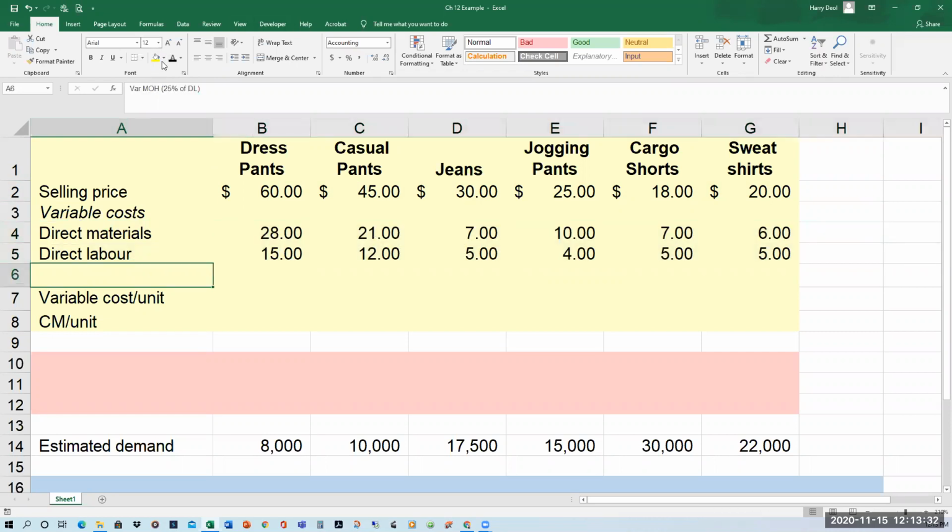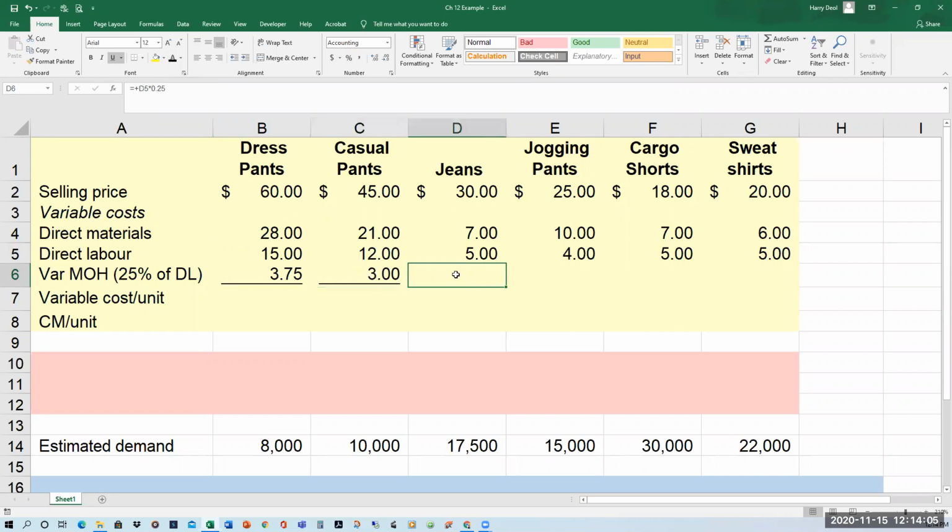So these are the per unit costs provided in the problem. We were also told that the variable manufacturing overhead costs were equal to 25% of the direct labor cost. So for the dress pants, since each unit needs direct labor cost of $15, $15 times 25% gives us variable overhead of $3.75. Similarly, we can calculate the variable overhead cost for the casual pants, 25% of $12, $3. For the jeans, 25% of $5 is $1.25. For the jogging pants it is $1. Cargo shorts, $1.25, and sweatshirts is $1.25 as well.